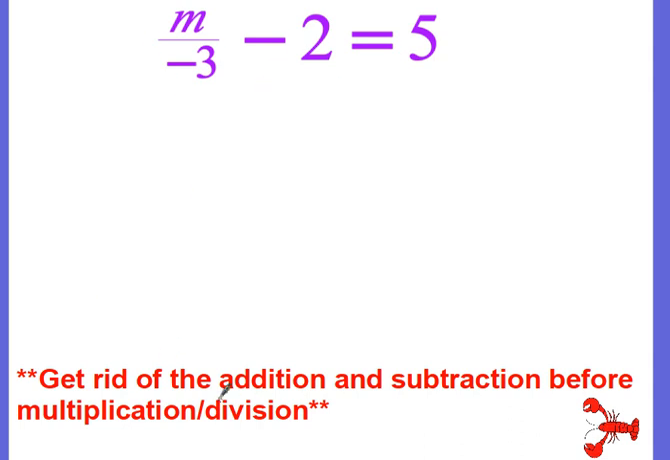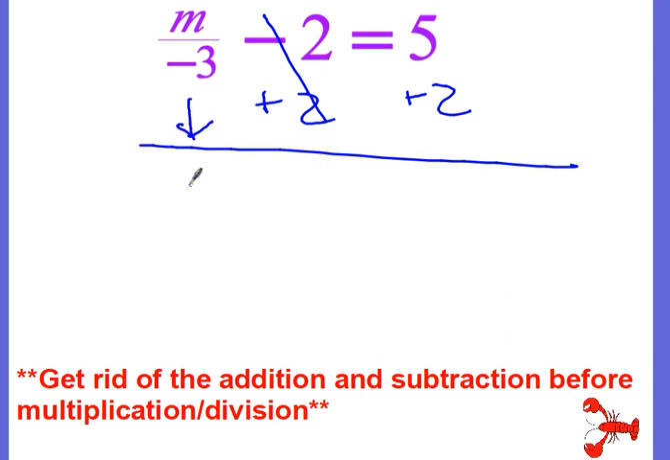So I always want to get rid of the addition and subtraction first, because this is division and this is subtraction. Let's get rid of the subtraction by adding 2 to both sides. Negative 2 plus 2 is 0. It cancels out. That's why we always do the opposite, because it makes it go away. So I have m divided by negative 3. I'm bringing down my equal sign.